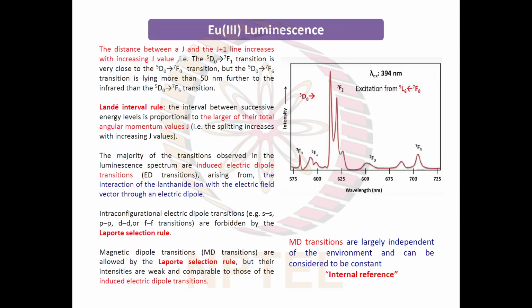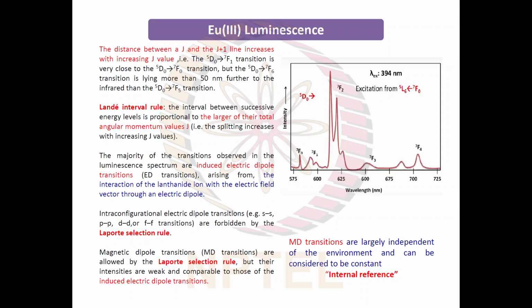The Landé interval rule says the interval between successive energy levels is proportional to the larger of the total angular momentum values J, that is, the splitting increases with increasing J value. The majority of the transitions observed in the luminescence spectrum are induced electric dipole transitions arising from the interaction of the lanthanide ion with the electric field vector through an electric dipole. Now, intra-configurational electric dipole transitions, for example s-s, p-p, d-d or f-f transitions, are forbidden by the Laporte selection rule. Magnetic dipole transitions are allowed by the Laporte selection rule, but their intensities are weak and comparable to those of the induced electric dipole transitions.